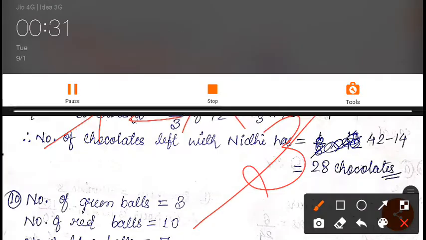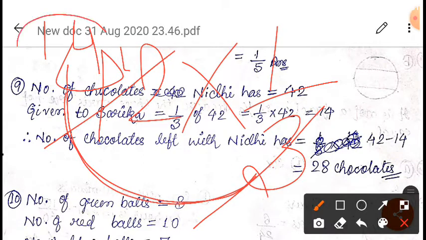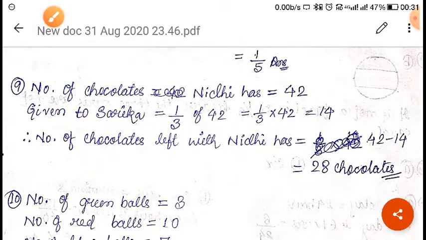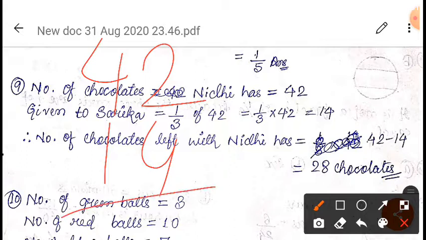When we divide 42 by 3, you will get 14, right? So means 14 chocolates she has given to Sarika. Okay, then how many chocolates is she left with? 42 minus 14, so it will be how much? 28. I hope you are understanding this.